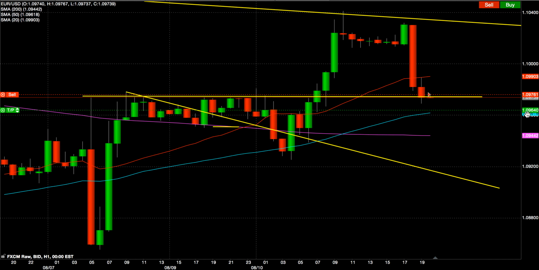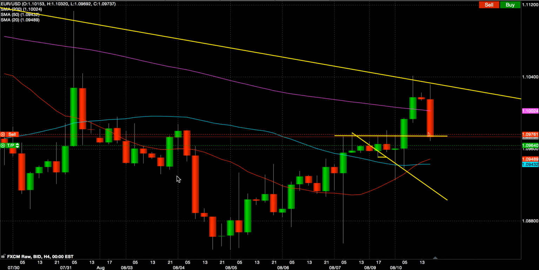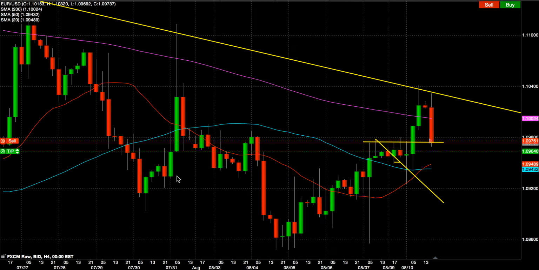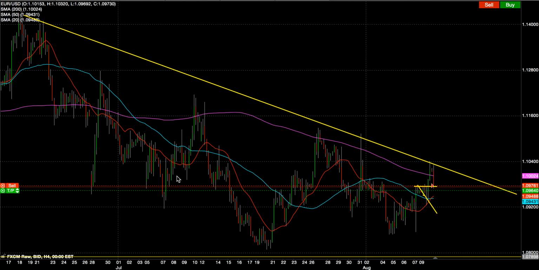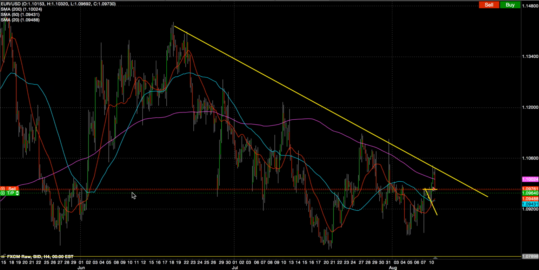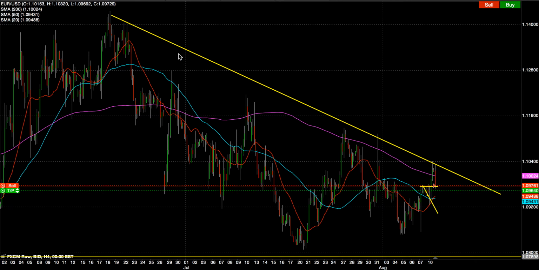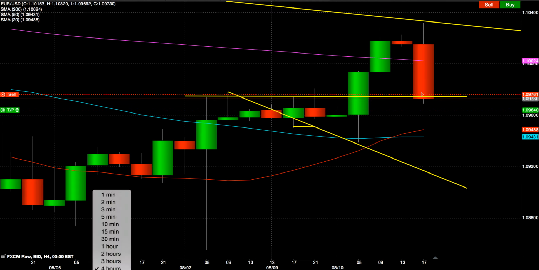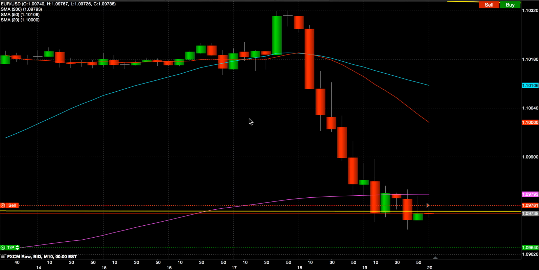So we're at 1.09640. So this is the hourly time frame. Let's take a quick look here at the 4-hour time frame. So again, you could see this big downtrending line that the euro dollar is having a hard time breaking. So we'll see what happens here. Let's switch back to the 10-minute time frame. That's my preferred time frame.